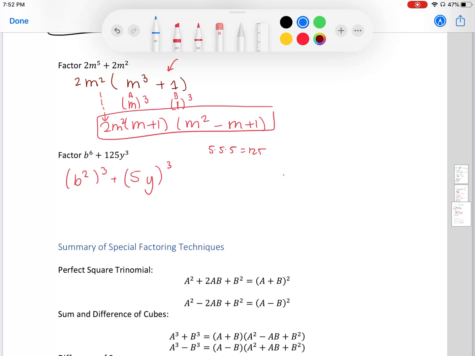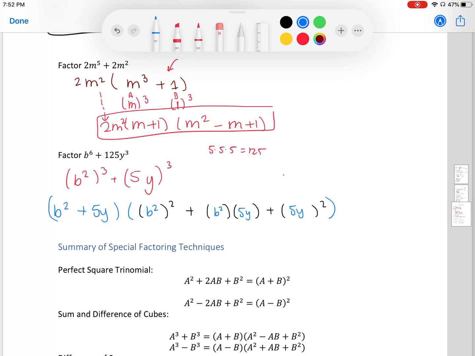So this factors to be b squared plus 5y times my first term squared, plus my two numbers, and then your last term squared. Now this one isn't as easy because we have more terms. So first we have b squared squared, plus b squared times 5y, plus our last number squared, 5y squared.